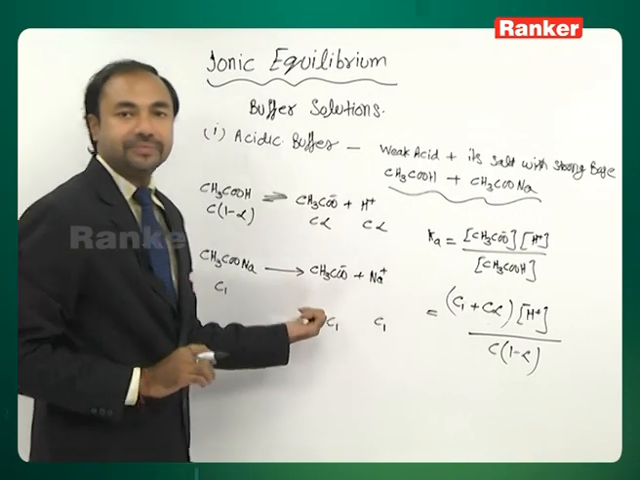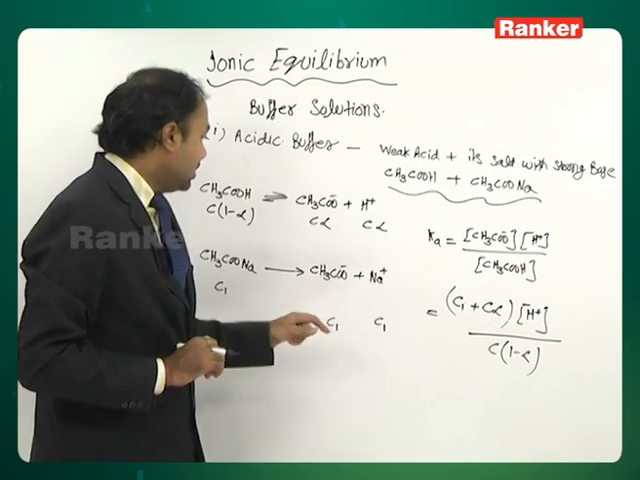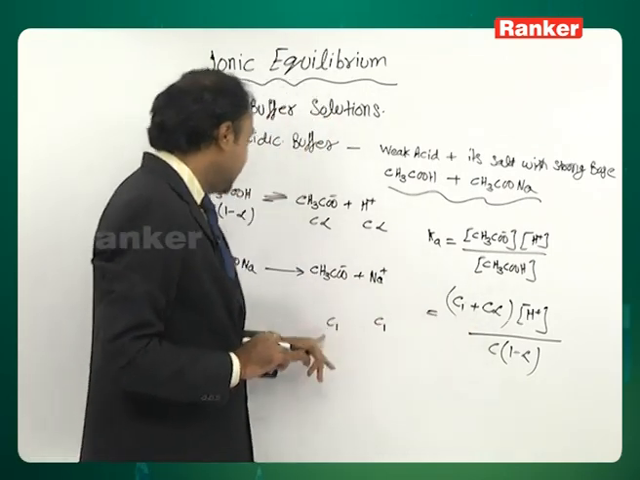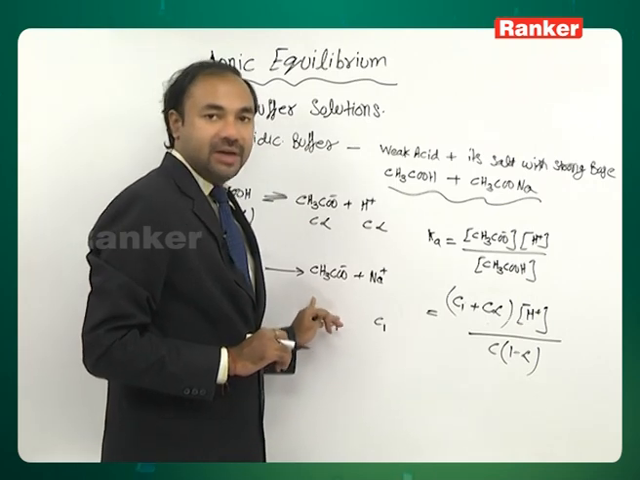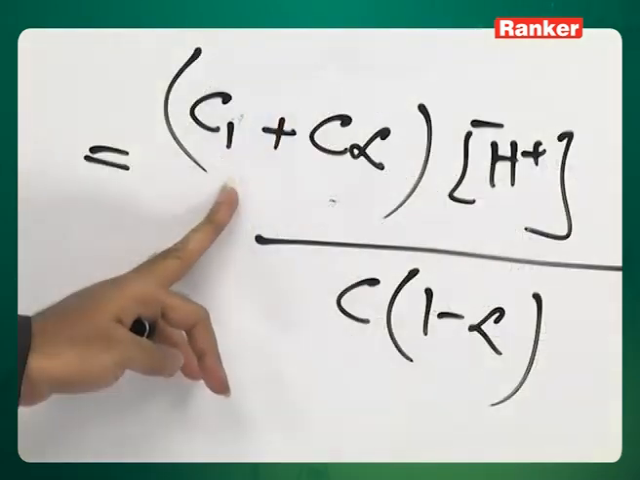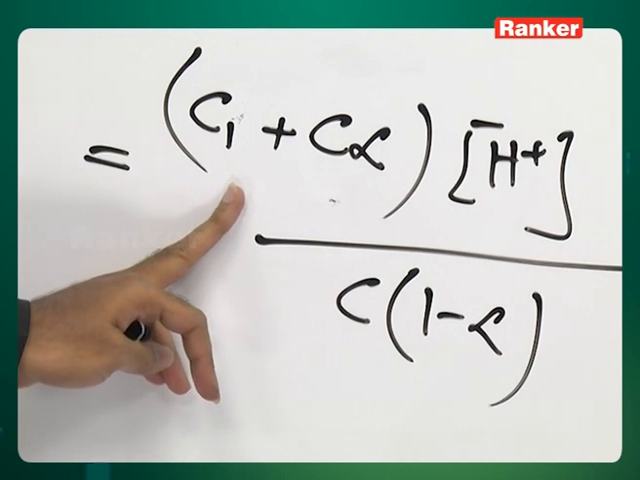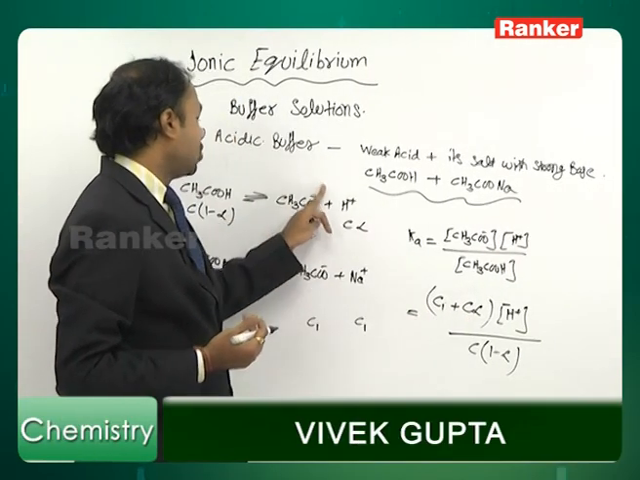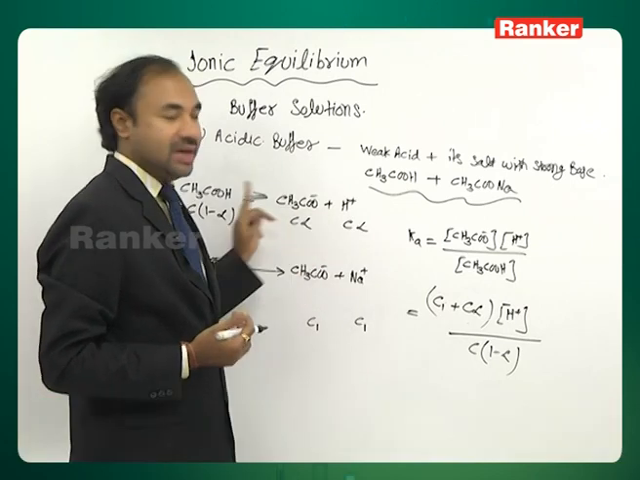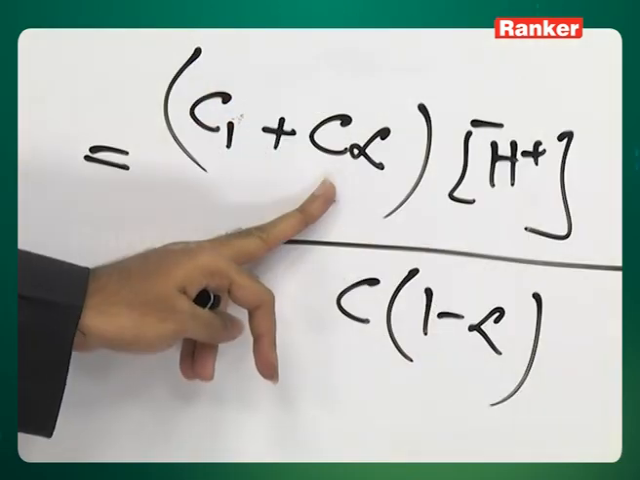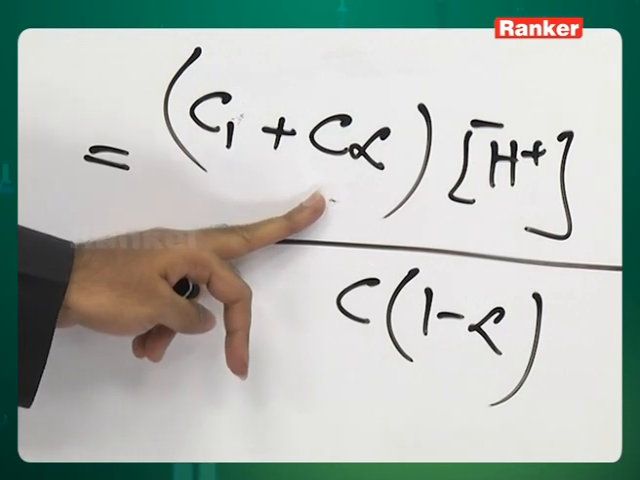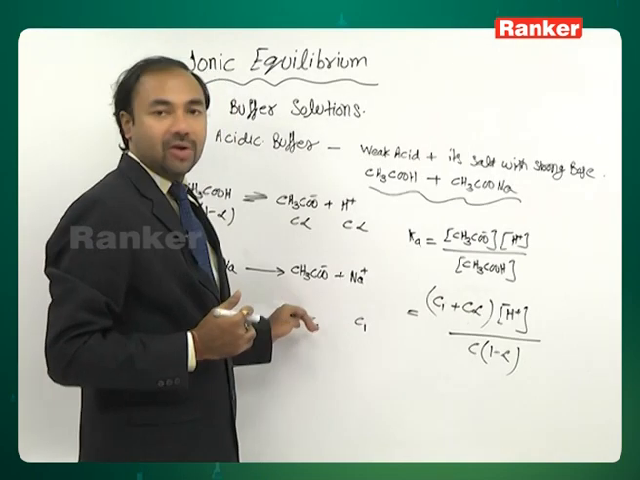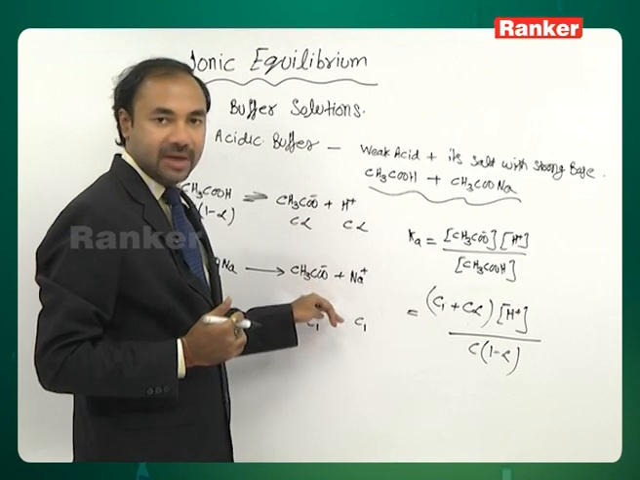Right. Now check here, C1 is concentration of acetate ion coming from dissociation of sodium acetate, which is a strong salt, strong electrolyte. C alpha is the concentration of acetate ion coming by dissociation of acetic acid, which is a weak electrolyte which has got further suppressed in presence of strong electrolyte or common ion, acetate ion.